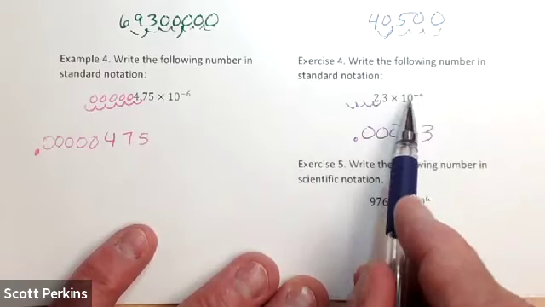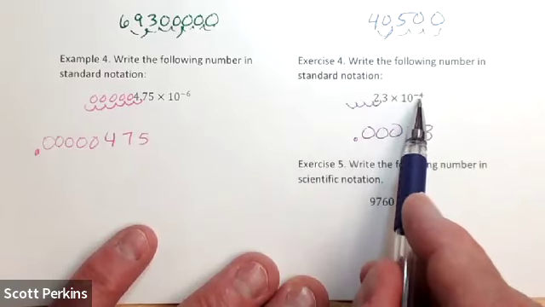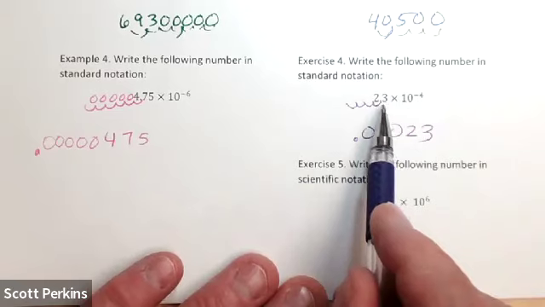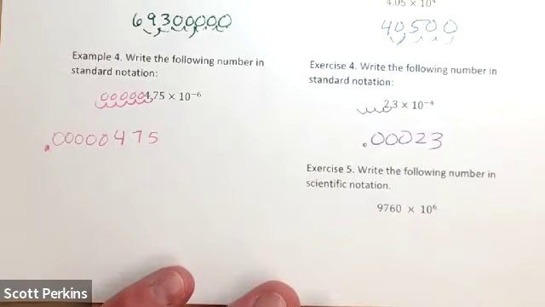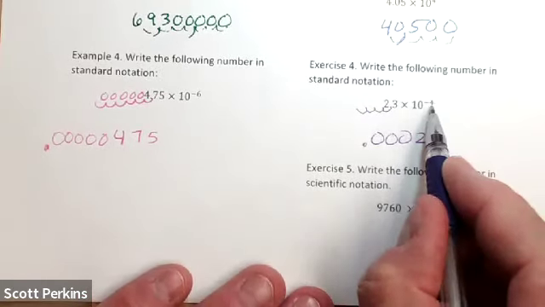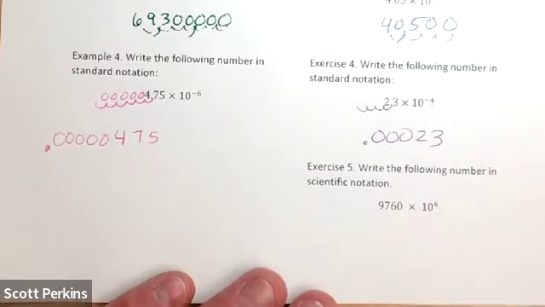So to get rid of the 10 to the negative 4, we had to increase that exponent from negative 4 up to 0. So we move the decimal to the left. Negative exponents represent small numbers. That's another way to remember that.